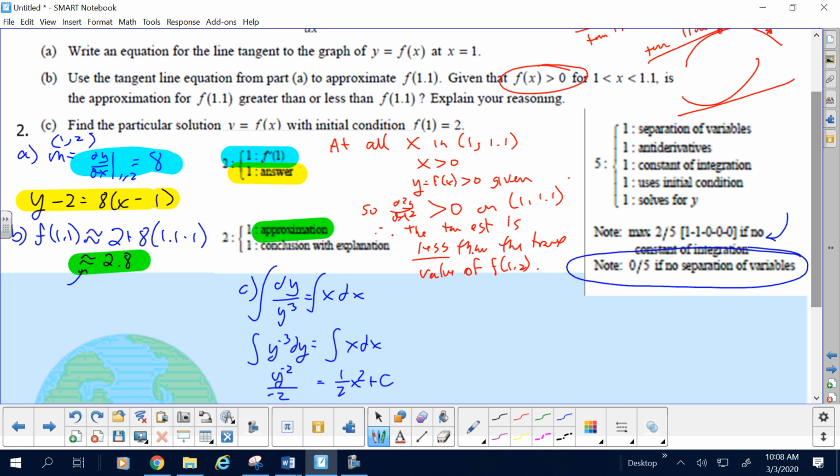Excellent. All right. So now let's use the initial condition, yes? Using (1, 2). If I use (1, 2), I get -1/(2·2²), and 2 squared is down there, right? You can screw that up, I'm sure. So I get -1/8 equals 1/2 plus c, and c there is -5/8. It feels kind of loud, but I don't see any mistakes, so I guess we're good. You with me? Okay, so I'll write it this way: -1/(2y²) is 1/2 x² minus 5/8, yeah? Mm-hmm.